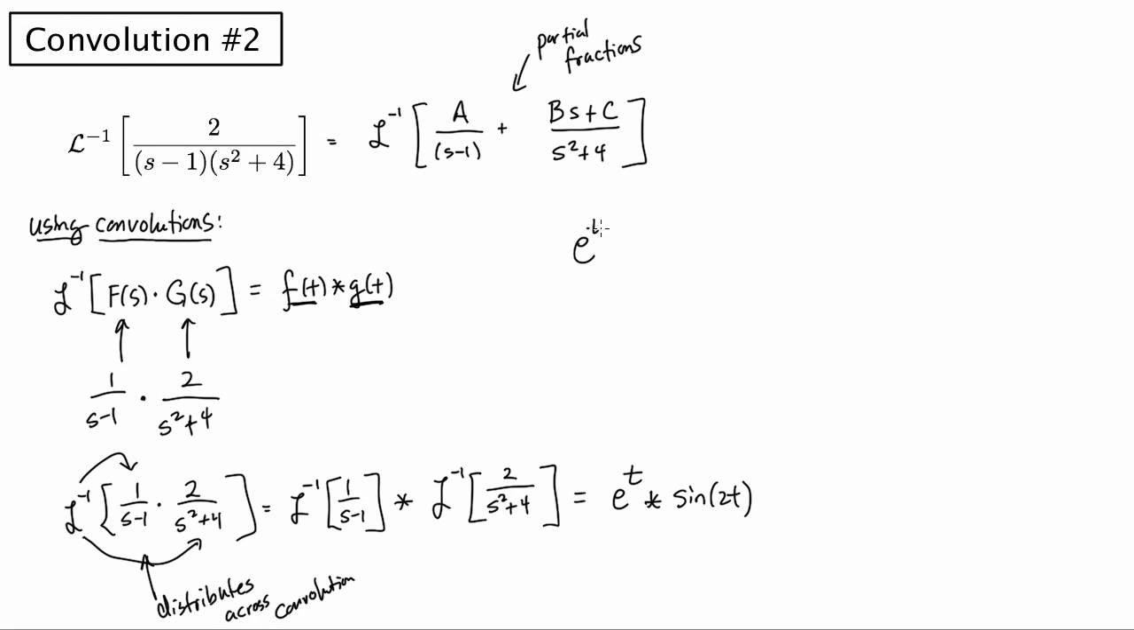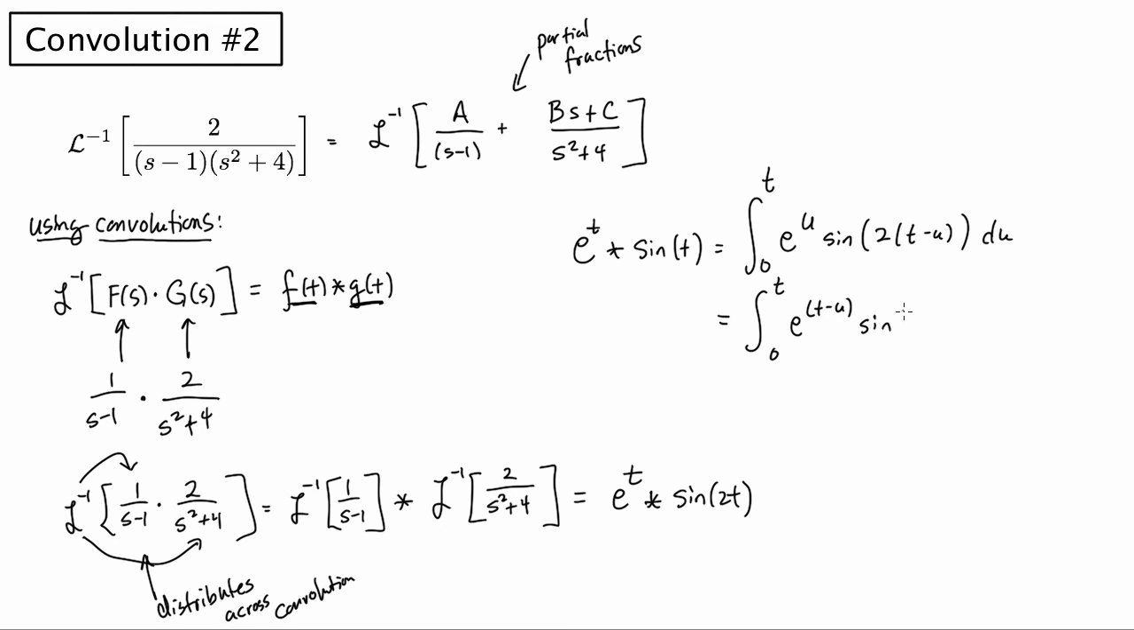integral-wise, so our answer here, using the integral form of the convolution, would be the integral from 0 to t of e to the u sine of 2t minus u du, or if I didn't like the way that integral looked, I could also write it as e to the t minus u sine of 2u. This one looks a little bit better. And this would only require one pass of integration by parts.